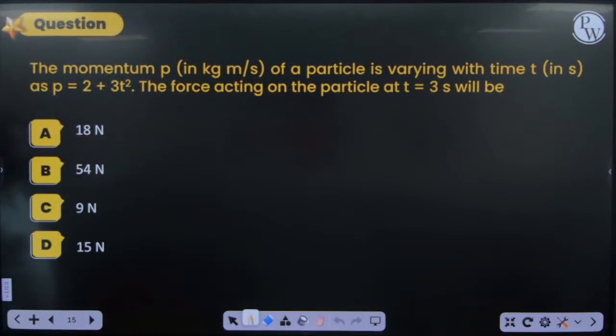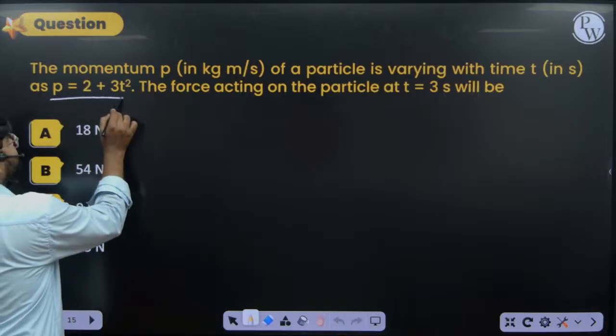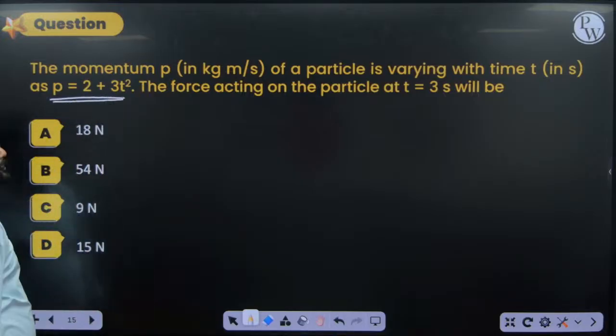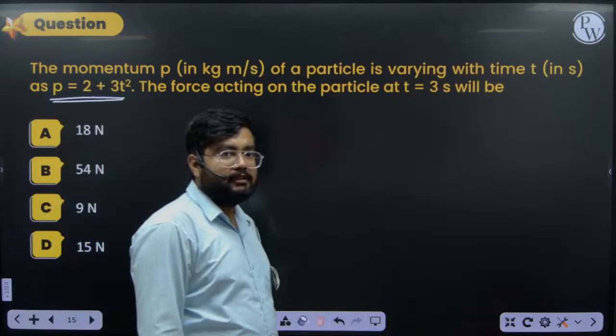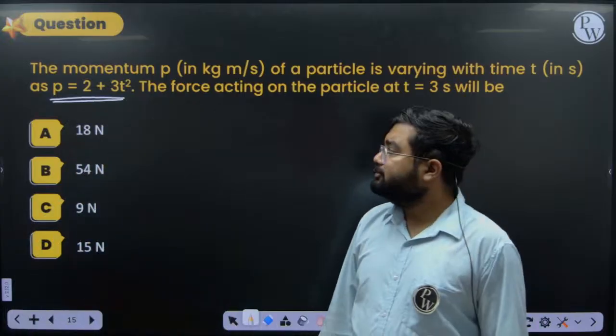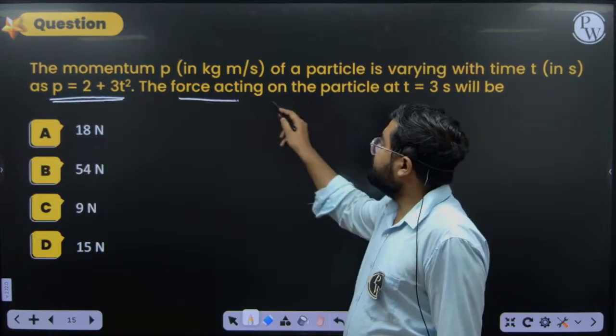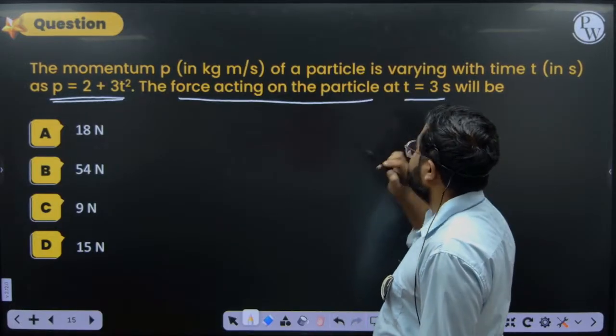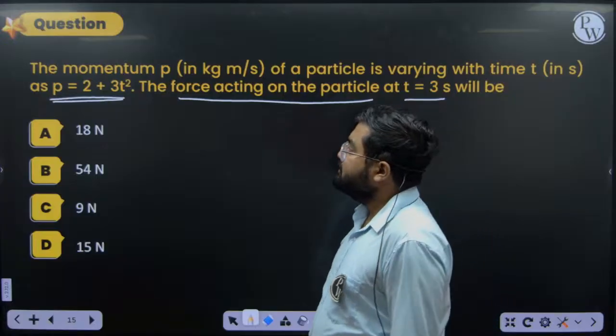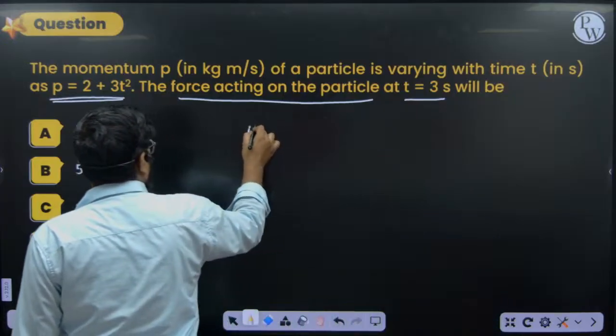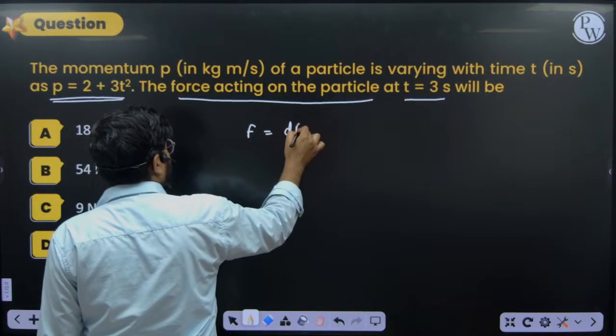Next, we have another question. Momentum as a function of time is provided. We have to find the force acting on the particle at 3 seconds. We know that force is equal to dp by dt.